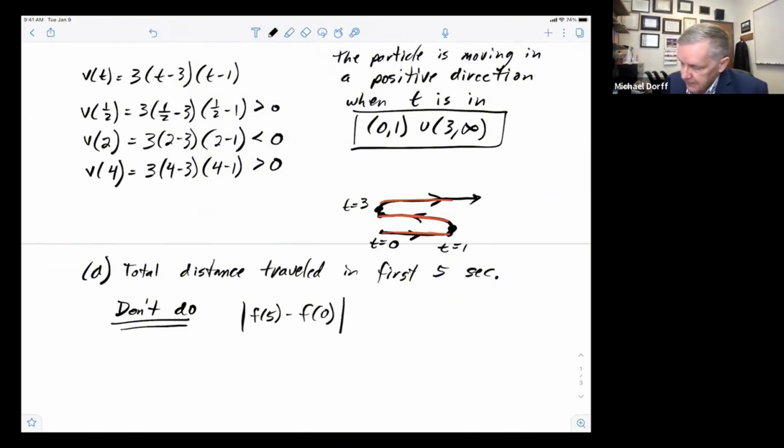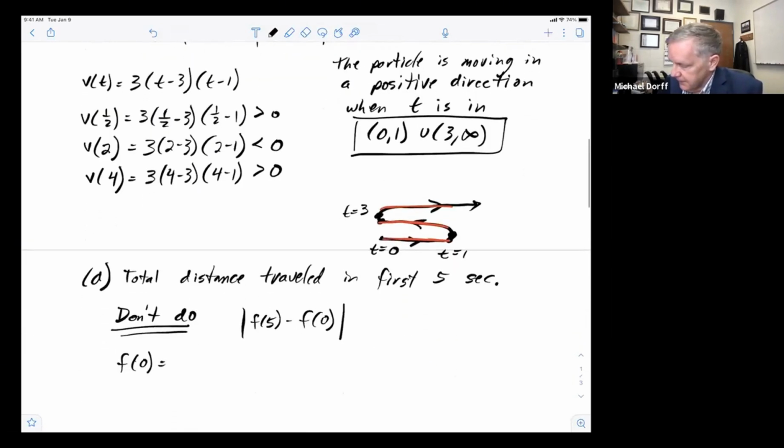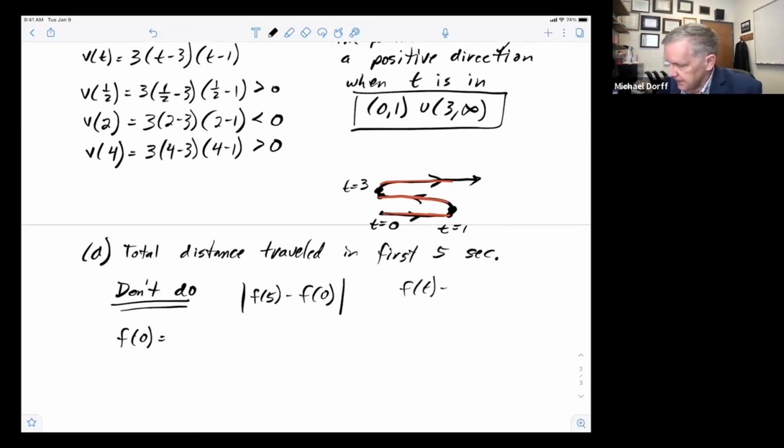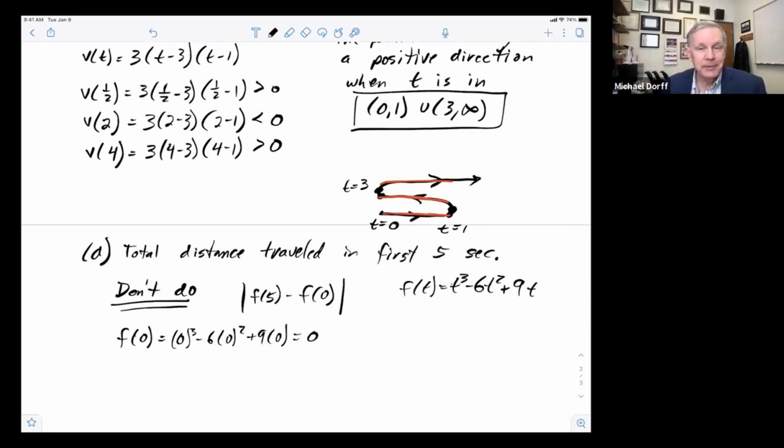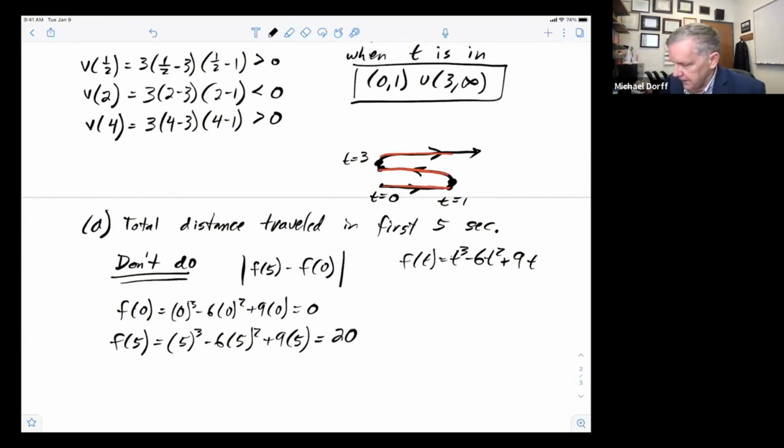Okay. By the way, let's look at these values. What is f of 0? So I'm going back to my original function. Let's write that down here. f of t is t cubed minus 6t squared plus 9t. So f of 0, when I put 0 in there, I'm going to get 0 cubed minus 6 times 0 squared plus 9 times 0, and that's going to be 0. And that makes sense. It hasn't traveled anything before it starts. What is f of 5? Well, f of 5, I would put 5 in here, and do that and simplify that, I get an answer of 20, okay?